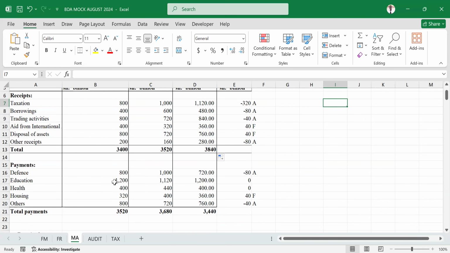A deficit arises when payments are more than receipts. I think that is a very simple and direct interpretation.